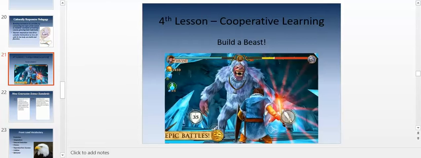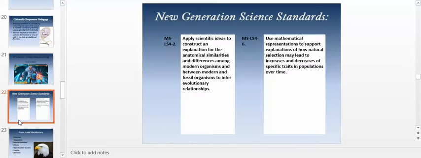The fourth lesson is cooperative learning, build a beast. And for this lesson, I covered the following Next Generation Science Standards: MS-LS4-2 and also MS-LS4-6.